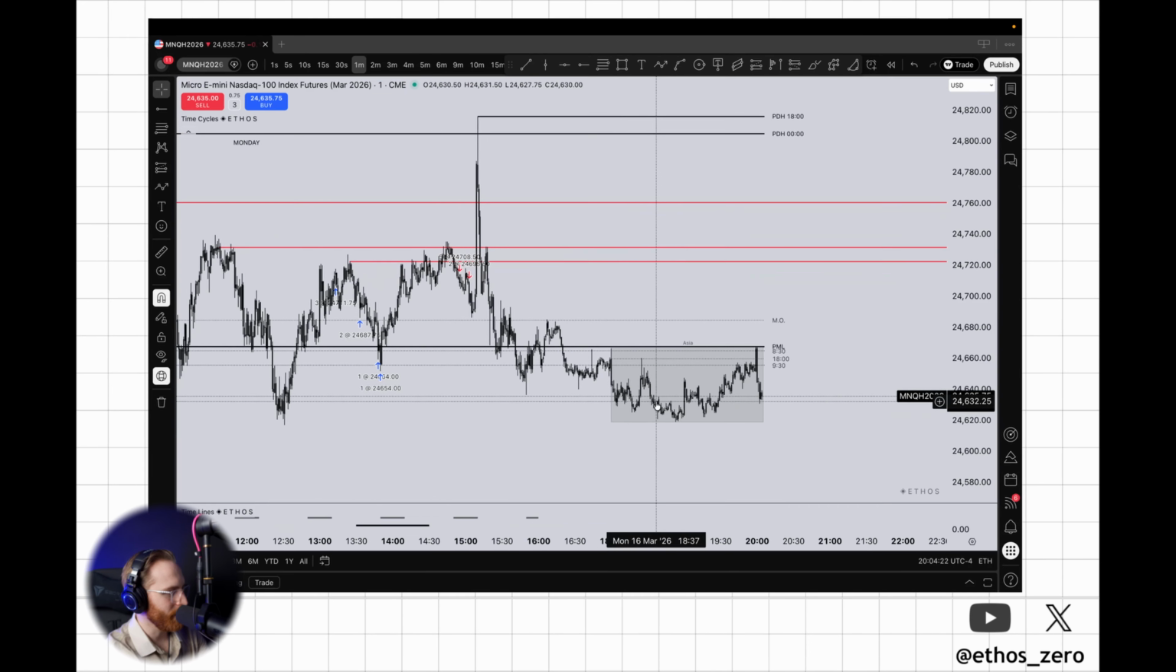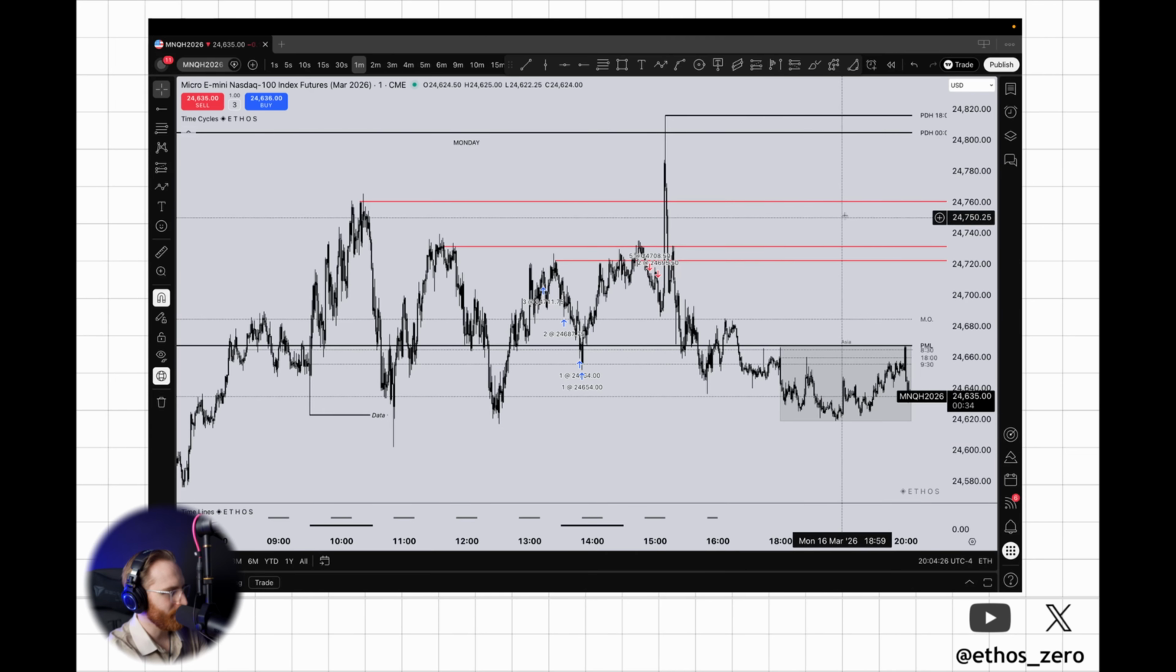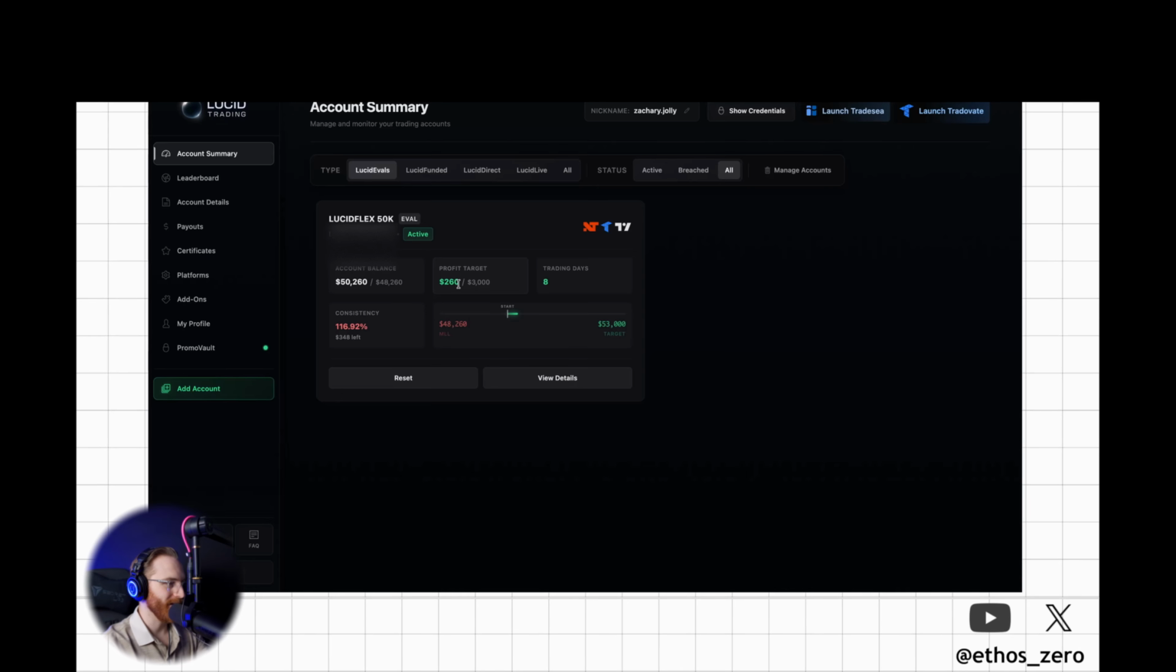All right, so what are we doing here? We're kind of chopping around. Let's just pull up the Lucid account. So we were sitting at $260 profit on the account. So not much, but hey, profit's profit. I'm taking this pretty slowly, pretty much 1 to 3 micros on my trades. If there's a high probability, A+ setup, I'll do 5 contracts.